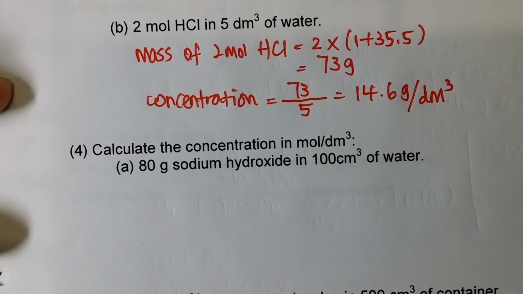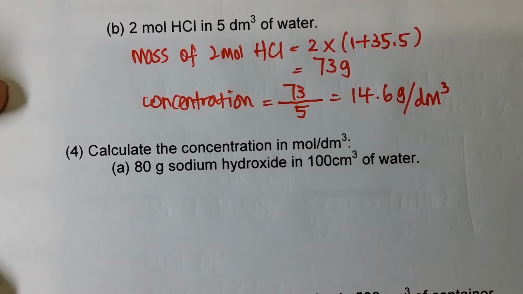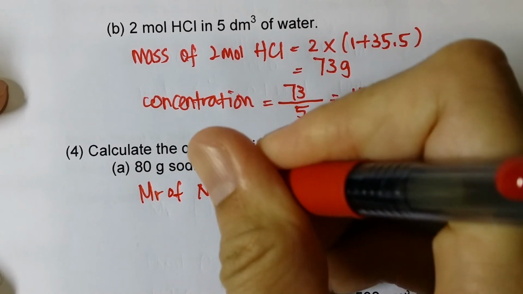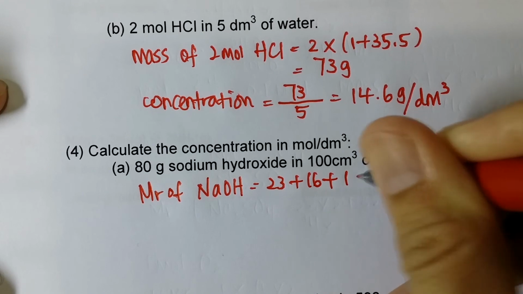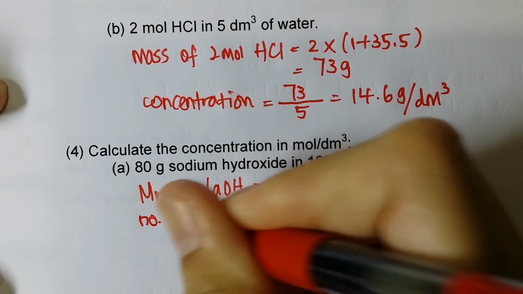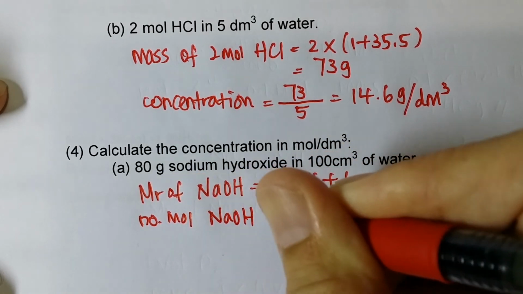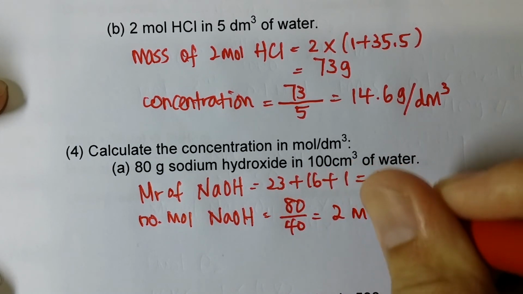Calculate the concentration in mole per dm³. Okay, so you have to find the number of mole, 80 gram of sodium hydroxide. So first of all, you have to convert this 80 gram of sodium hydroxide into mole. So you have to divide it by the MR. So what is the MR of sodium hydroxide? This is 23 plus 16 plus 1, which is 40. And the number of mole of NaOH is the mass divided by 40, which is 2 mole.